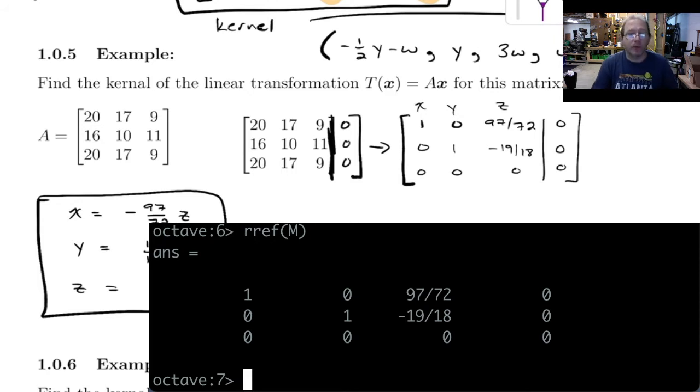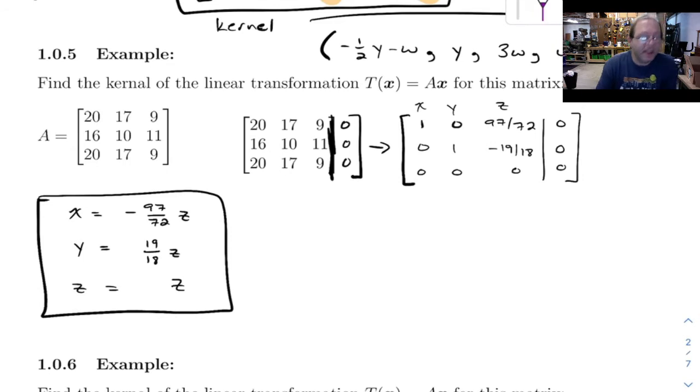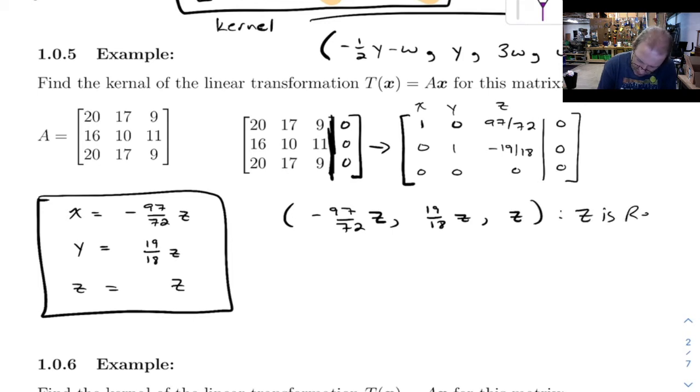If I wanted to, I could also, oh, I'm sorry, I just realized my octave is still up there. So I could leave it like that. If I wanted to, I could come in and rewrite it like this. But let's look at writing it the way the book does. The book would say that this would be a point of the form minus 97 over 72 z, 19 over 18 z, and z, where z is a real number.